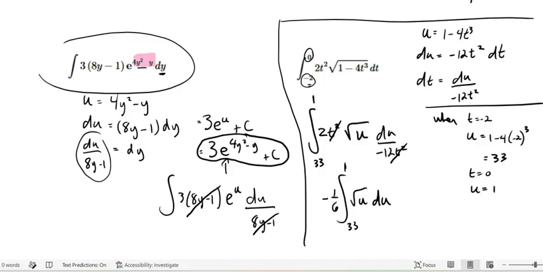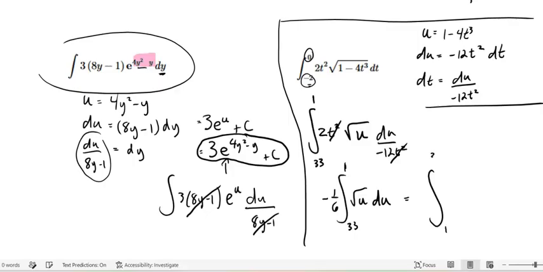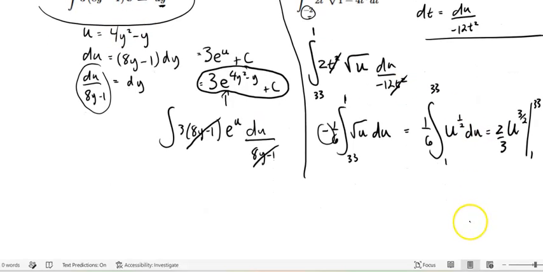Now this looks a little funny to me. You can work with it like this, but I usually don't like to leave it here. That is, my lower bound is bigger than my upper bound. So we have a property where you can switch your bounds, and it changes the sign of your integral. And then square root of u is u to the 1/2. And then I'm saying u to the 3/2 times 2/3, evaluated from 1 to 33. And I just plug it into u directly. So that's going to give me 2/3, 33 to the 3/2, minus 1 to the 3/2.